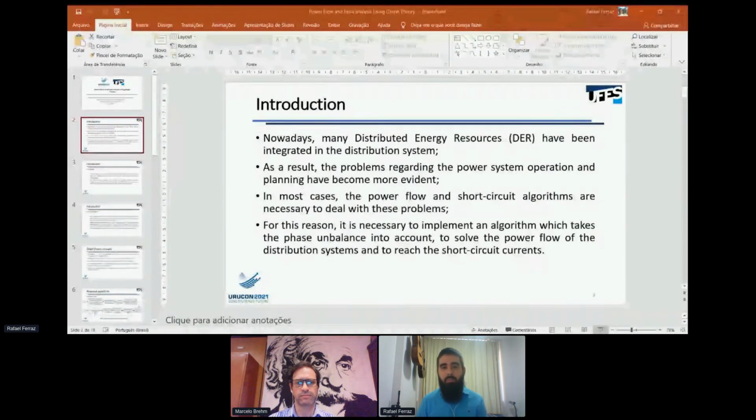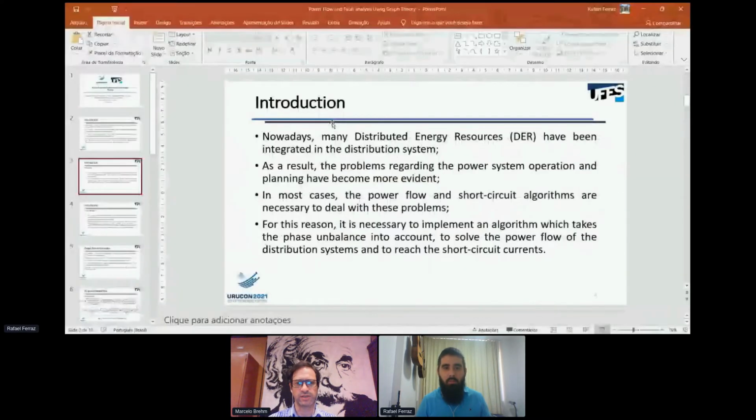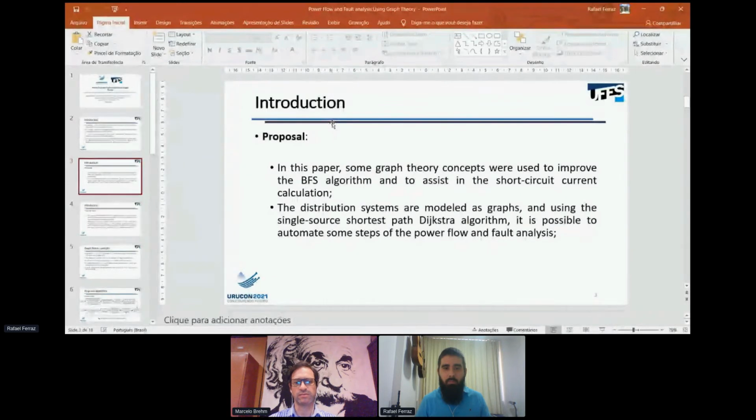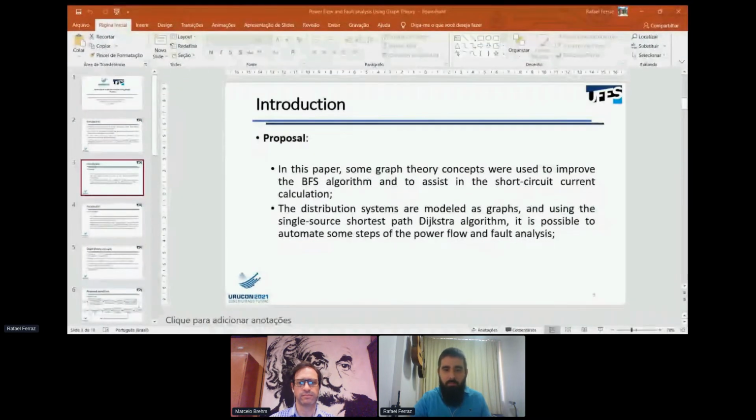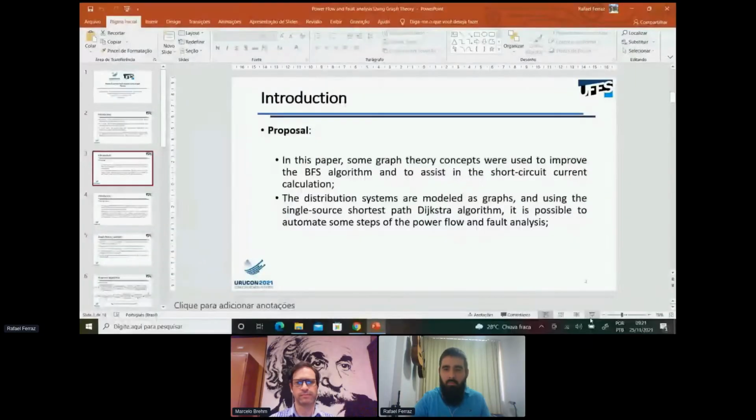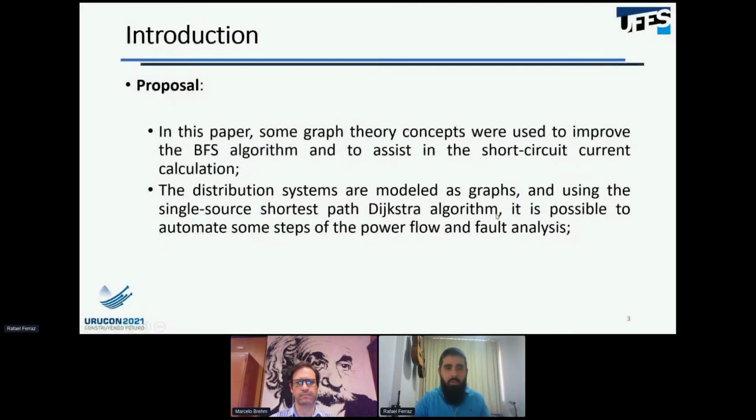In this paper, some graph theory concepts were used... Could you, the next one, the next presentation? Yeah. Let me share again. Is that okay now?